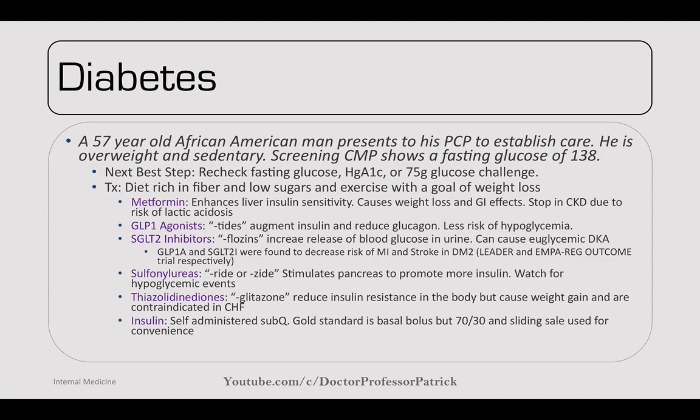And then if none of these medications work, or your hemoglobin A1C is above 9, it would be time to initiate insulin therapy. It's self-administered sub-Q, and the gold standard is a basal bolus. Oftentimes 70-30 and sliding scale are used for convenience.